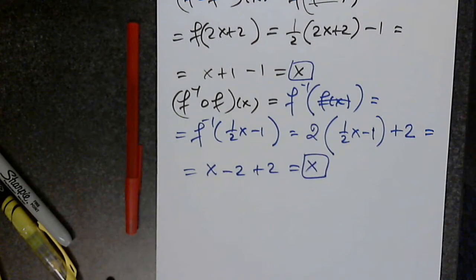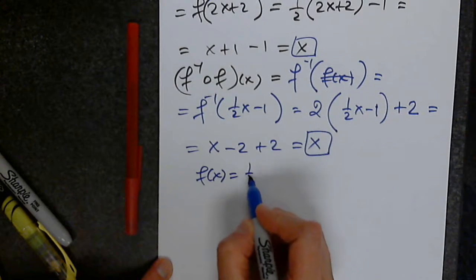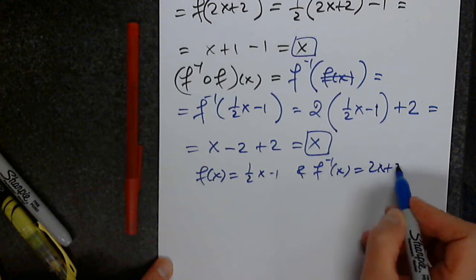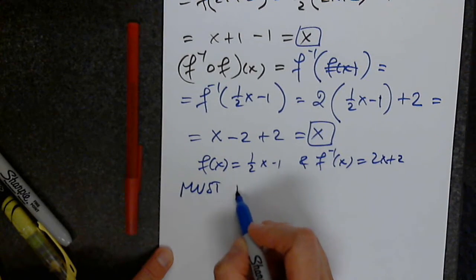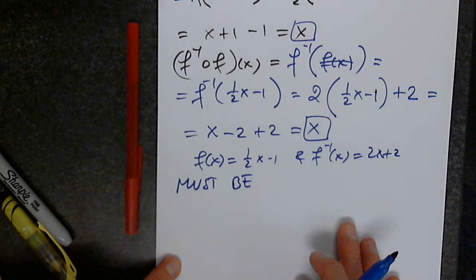We applied to x two different functions, and nothing happened to it because those two functions eliminated the effect of the other. So now I can say for sure that f of x, 1/2 x minus 1, and f inverse, which is 2x plus 2, must be, and there is no mistake, what? Inverse functions. Inverses of each other.